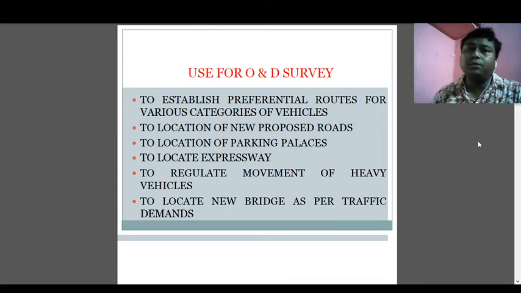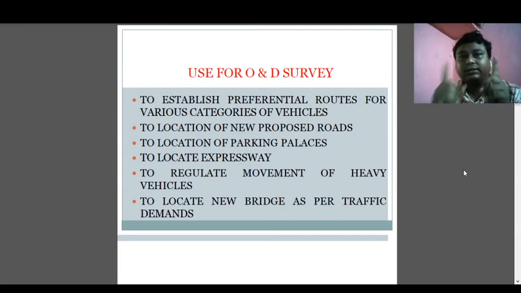Why do we do the O&D study? To establish the preferential routes for various categories of vehicles. How? First we will discuss the first point. Suppose there are two points. One is origin, another is destination. This one is your O point. This one is your D point.